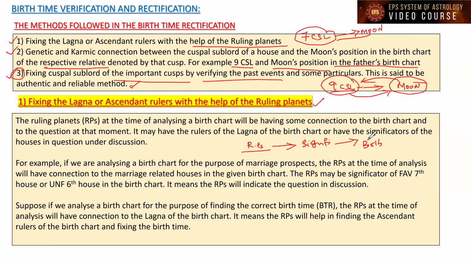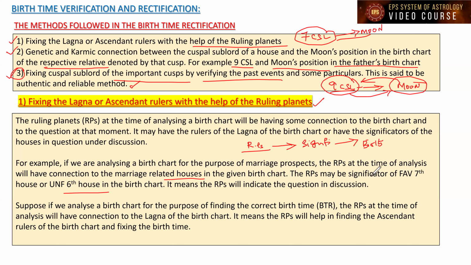For example, if you are analyzing a birth chart for the purpose of marriage prospects, the RPs at the time of analysis will have a connection to the marriage related houses in the given chart. The RPs, that is ruling planets, may be significators of the favorable 7th house or the unfavorable 6th house in the birth chart.